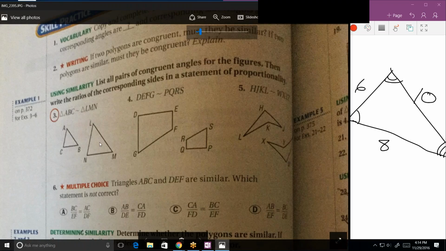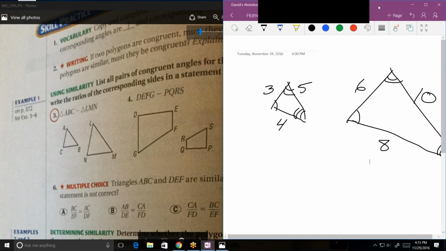In other words, if I took this and flipped it... What I was doing is I was reading... Yeah, the best way to determine it is by the order of the lettering. In other words, you can determine which angles are congruent. We know A is with L because they're the first letter. You mean you can determine which are corresponding? Yes.